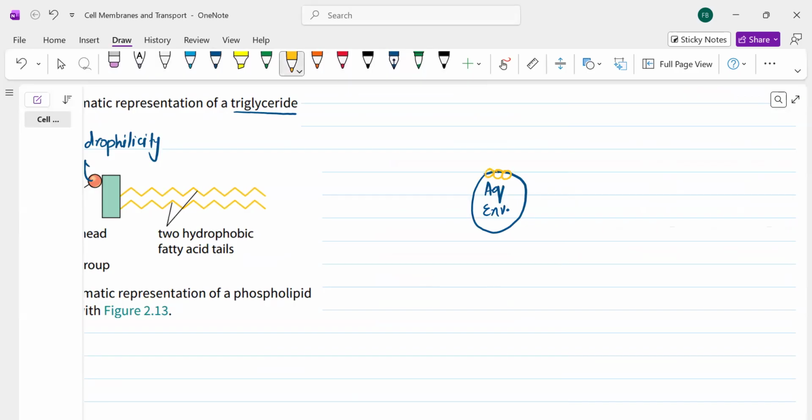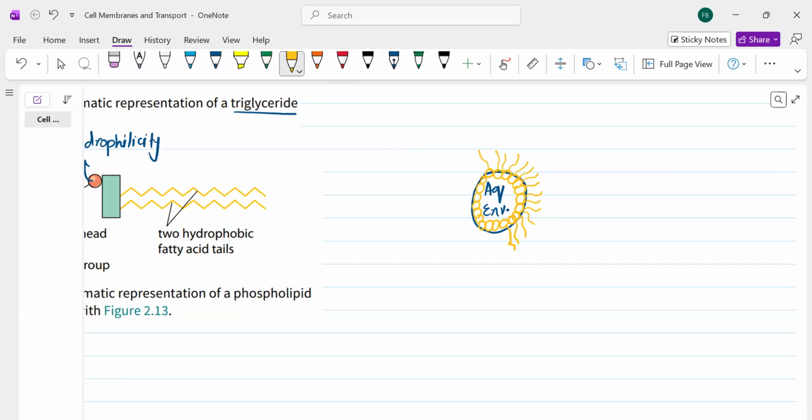These will be the head part, which will interact with the aqueous environment like this, and now the tail part will be outside. Okay, this is another micelle formation configuration.